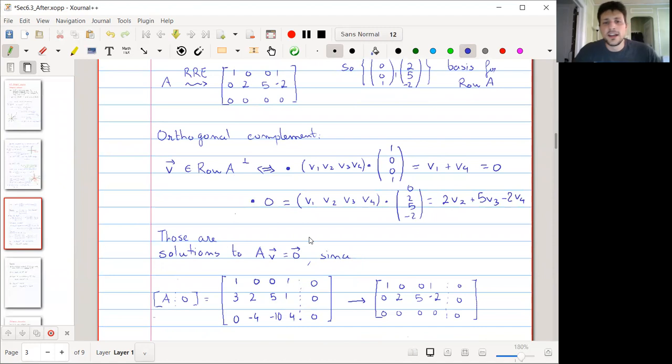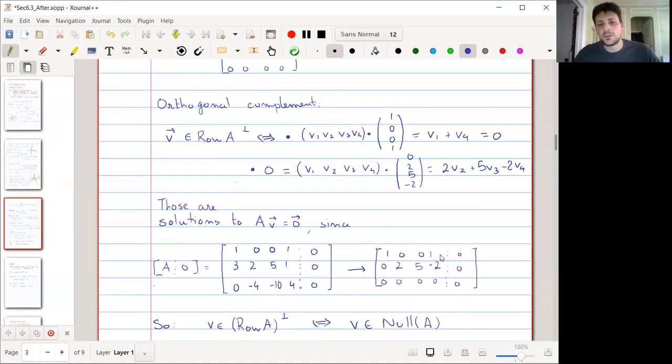Let's have a look at why. If I multiply this vector V1 through V4 times the matrix A, I get exactly zeros because the solutions to AV equals 0 are given by the row reduced echelon form of the augmented matrix. And you see that the rows there, when you translate them to equations, become exactly the same equations. You get V1 plus V4 is equal to 0 here, and that's the first solution. And the second is exactly 2v2 plus 5v3 minus 2v4 equals 0.